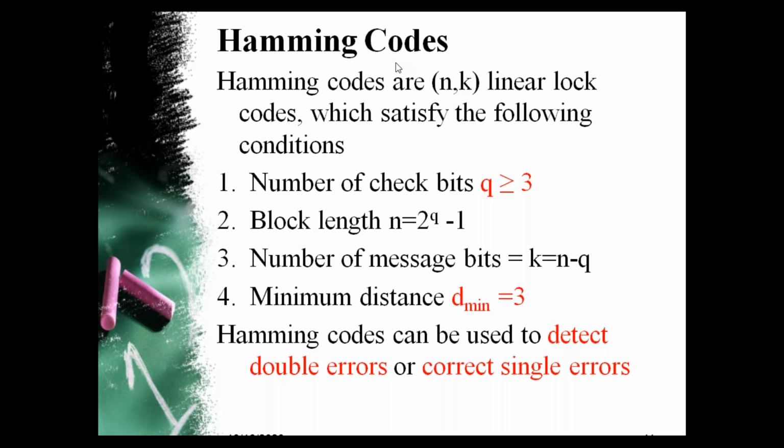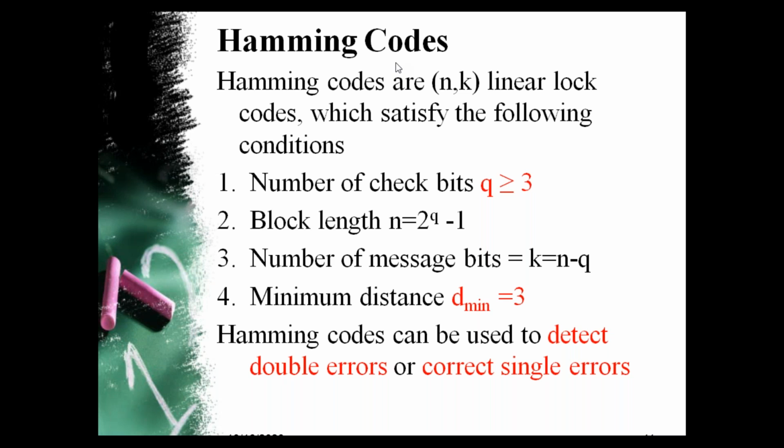Hamming code, that is, the number of check bits q is greater than or equal to 3. That is, the redundant bits or check bits, the extra bits we are adding for the purpose of error detection and correction, is 3 or greater than 3 for a Hamming code. The number of check bits, that is q, that is n minus k, is greater than or equal to 3.